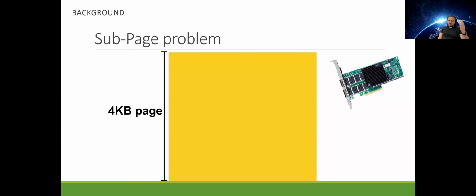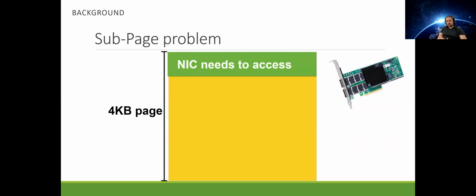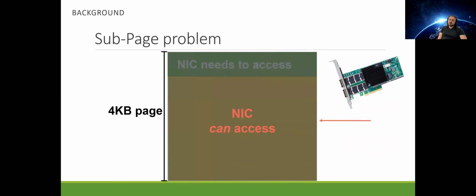Now, a problem is something that's called a sub-page vulnerability. In the case of IO, many packets are much smaller than a whole page. It can be like an ARP packet, an ICMP, DHCP, any control packet. And in this case, a small chunk of the page is actually used. But when mapping it, the whole 4K is exposed to the device.